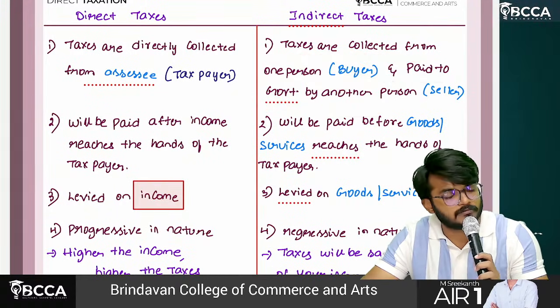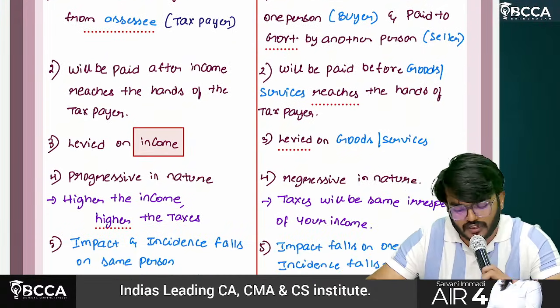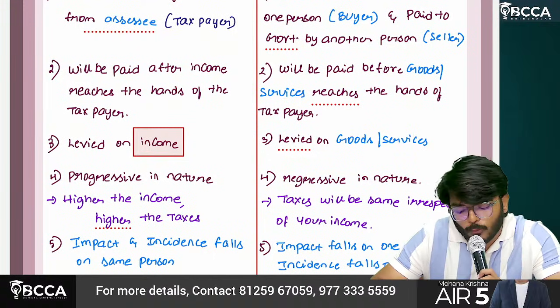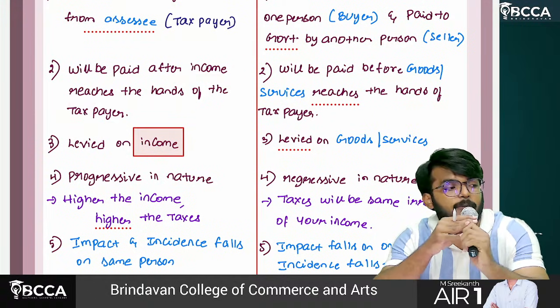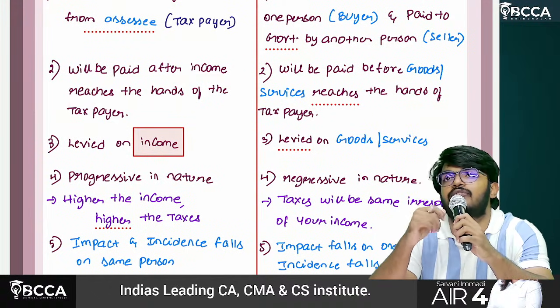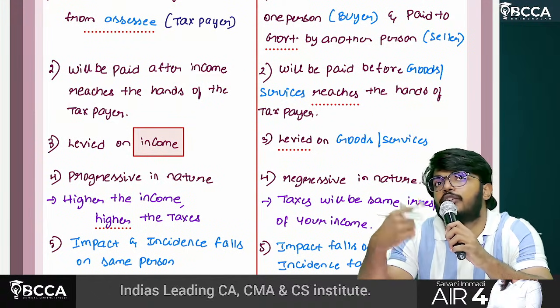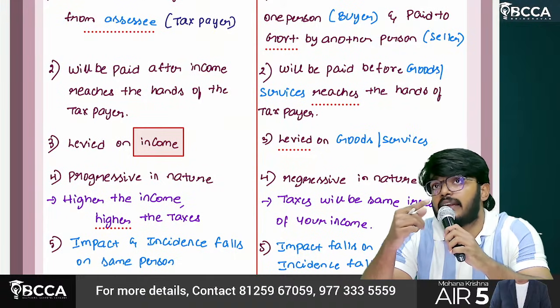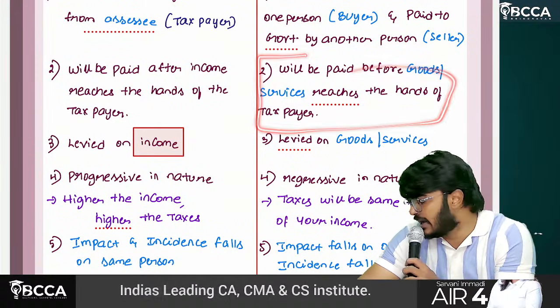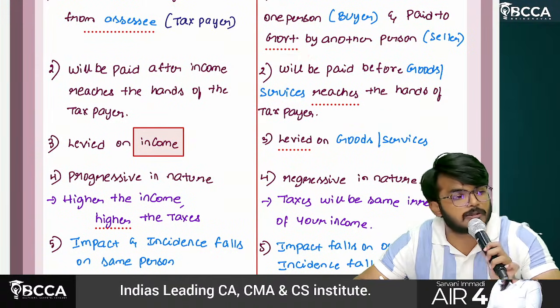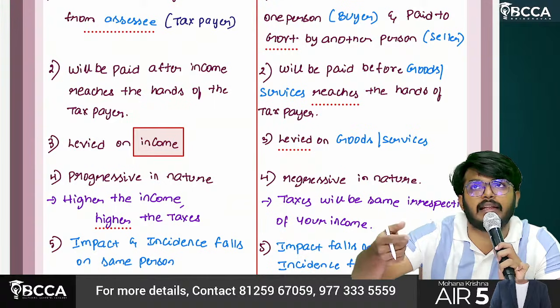Okay, second difference, if you observe, direct taxes will be paid after income reaches the hands of the taxpayer. Which means in direct taxes, first you have to earn the income, then you have to pay the taxes. But in indirect taxes, what you have to do? First you have to make the payment and then only you get the goods. First you make the payment, then they will give you goods.